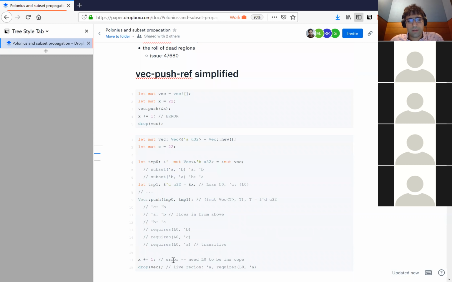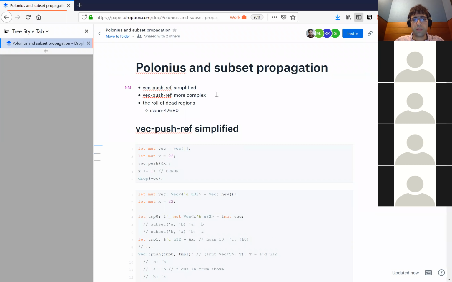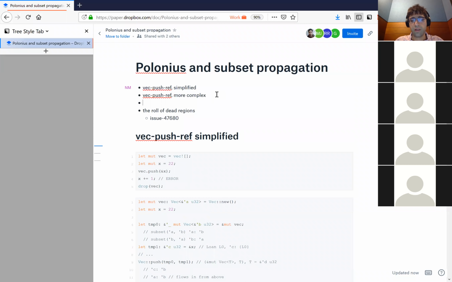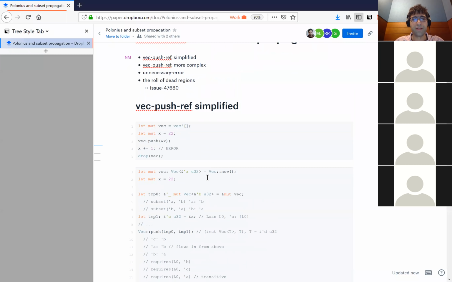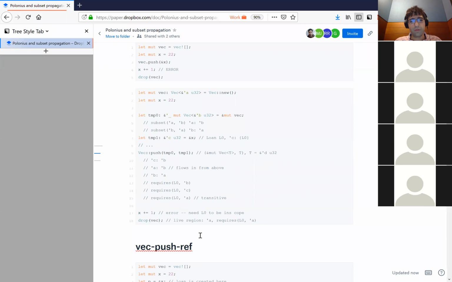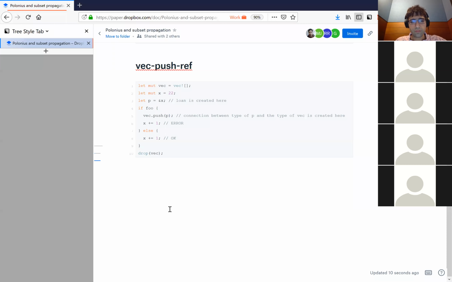So that's how subset propagation works. But if we were going to, actually what did you call the other example? You called it like unnecessary error LQD. Yep. We should probably come up with a more descriptive name, a more unique name. But what we were, so let's look at that one then.